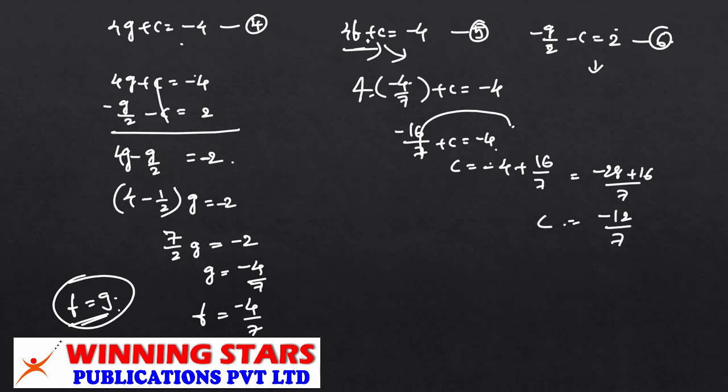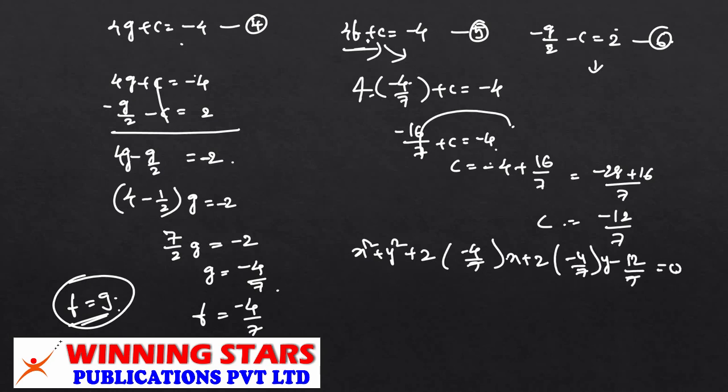So that is the c value. So what is the equation that will come? x square plus y square plus 2 into g x, g is equal to minus 4 by 7, plus 2f y, f is equal to minus 4 by 7, plus c, c is equal to minus 12 by 7, is equal to 0 will come. So x square plus y square minus 2 4 8, 8x by 7, minus 8y by 7 minus 12 by 7 is equal to 0 will come here.